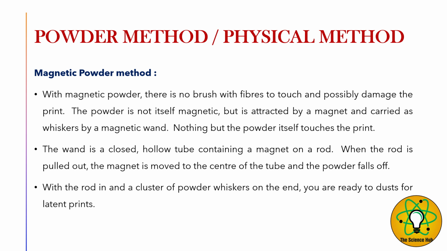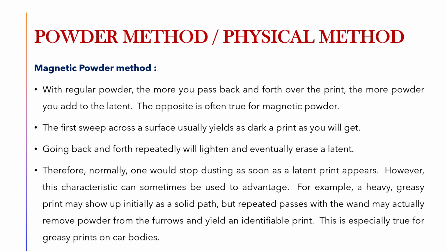With the rod in and the cluster of powder whiskers on the end, you are ready to dust the latent print. With the regular powder, the more you pass back and forth over the print, the more powder you add to the latent. The opposite is often true of magnetic powder. The first sweep across a surface usually yields as dark a print as you will get. Going back and forth repeatedly will lighten and eventually erase a latent. Therefore, normally one would stop dusting as soon as the latent print appears.